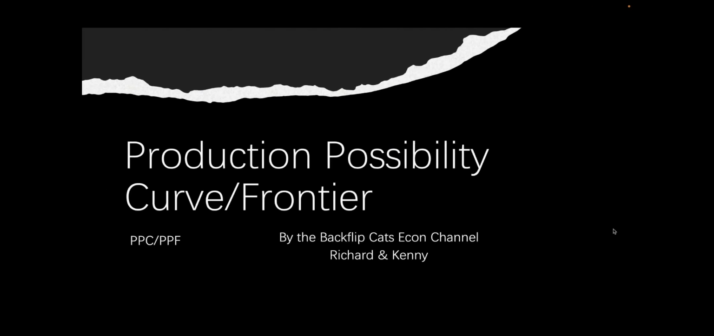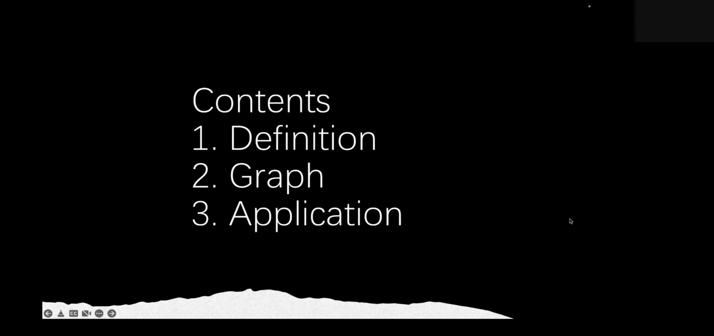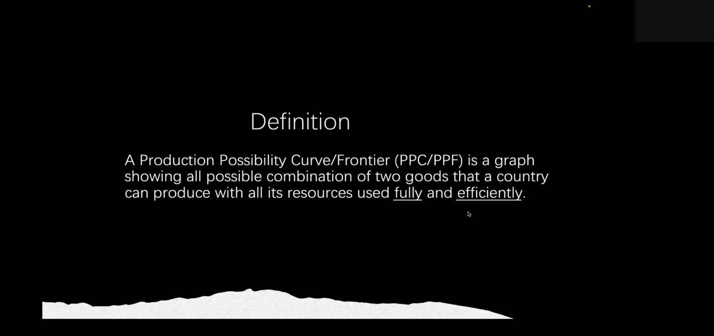Today, we are going to talk about the concept of production possibility curve, which is a concept I found very interesting in economics. So first of all, in this video, we're going to cover the definition, the illustration, and the application of this concept. For the definition, a production possibility curve is a graph showing all possible combinations of two goods that a country can produce with all its resources fully and efficiently used.